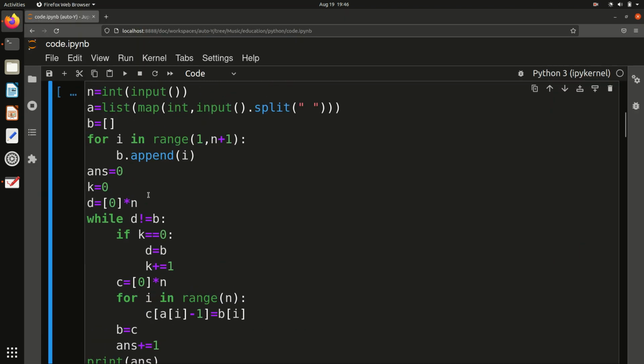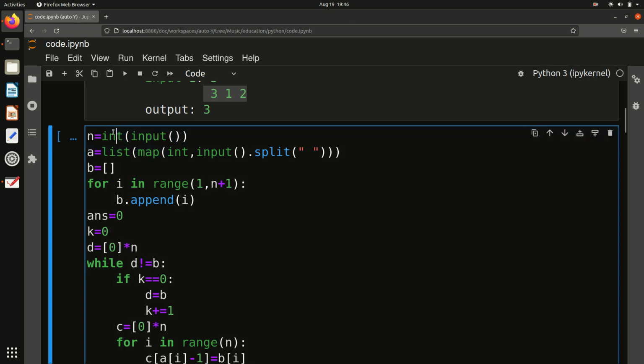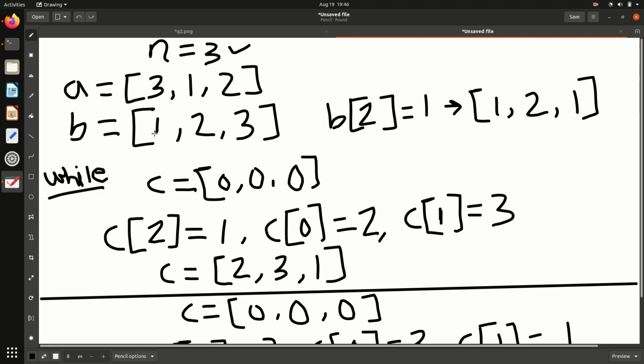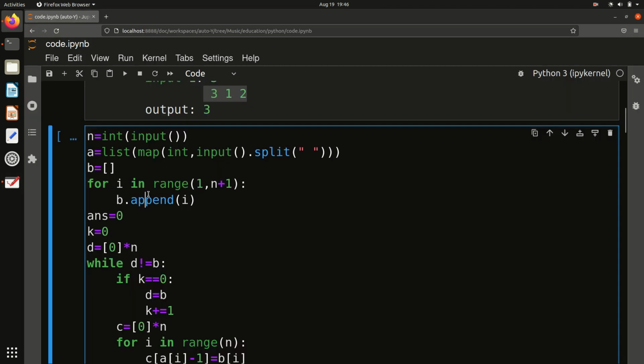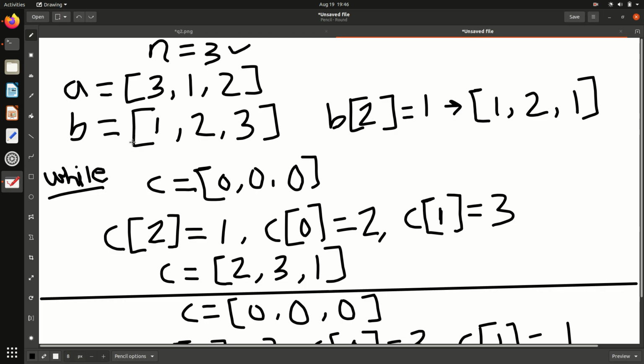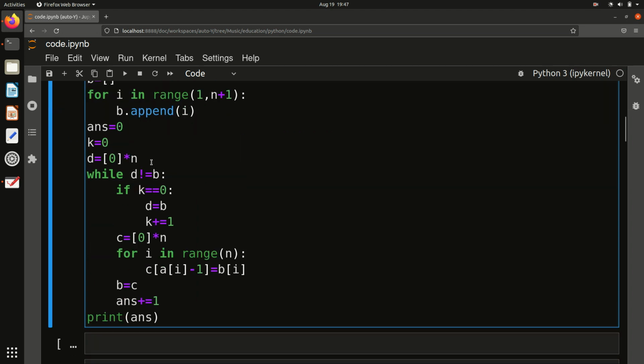So these 2 lines were given as input, but b is not given, meaning the position of the jersey or the student. Why is it not given? Because we know it is in ascending order, so it will be 1 2 3. Suppose there are 4 students, then it will be 1 2 3 4. So it is known and they have not given it. That's why I have written one for loop, and inside the for loop I put the values of b, appending values from 1 to n. So b will be 1 2 and 3, and a got n. Now we have initialized answer. In answer we will put how many drum beats happened.